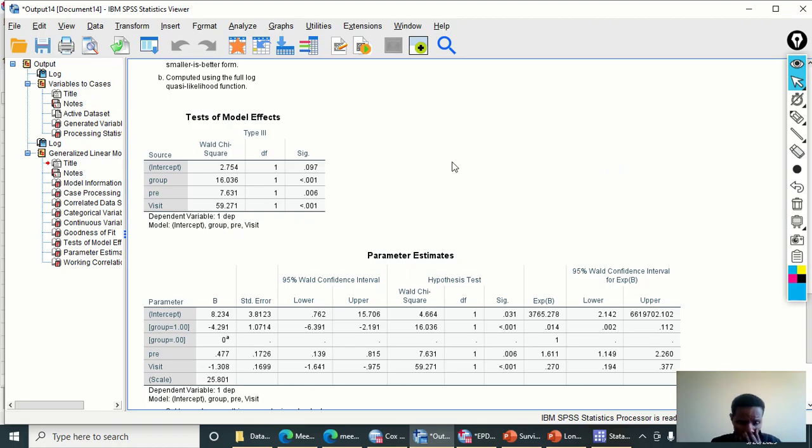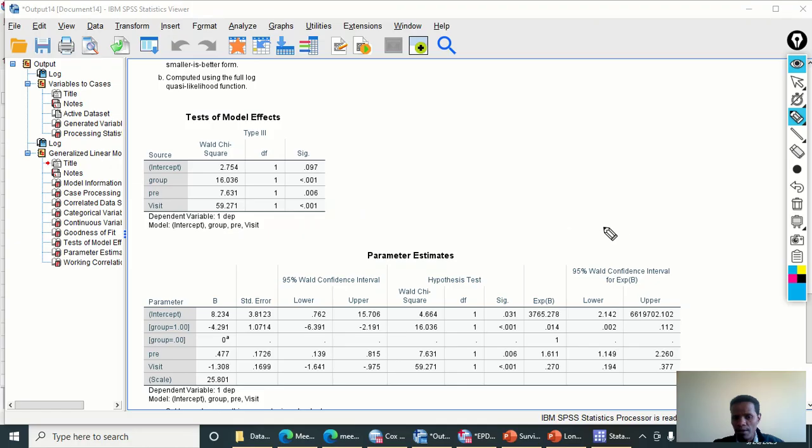Okay, tests of model effects. This tells us whether each predictor variable independently has a statistically significant association with the development of the outcome variable over a long period of time. So each of the three variables is statistically significantly associated with the development of depression during the follow-up period. That is the group, the drug, the pre-test score of depression, and then the visit, the time.